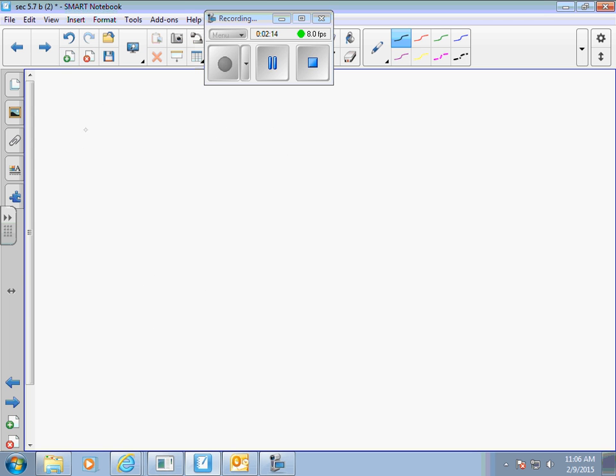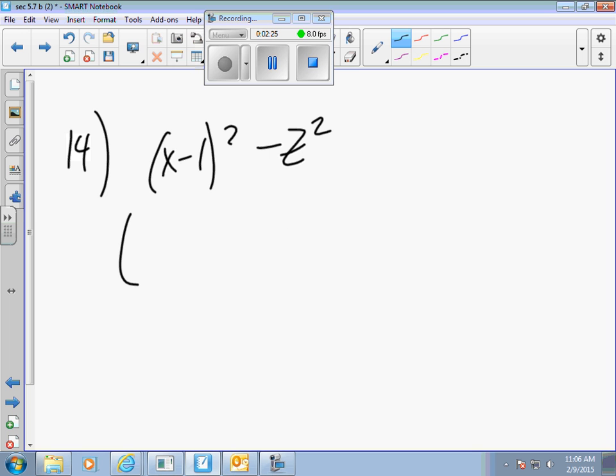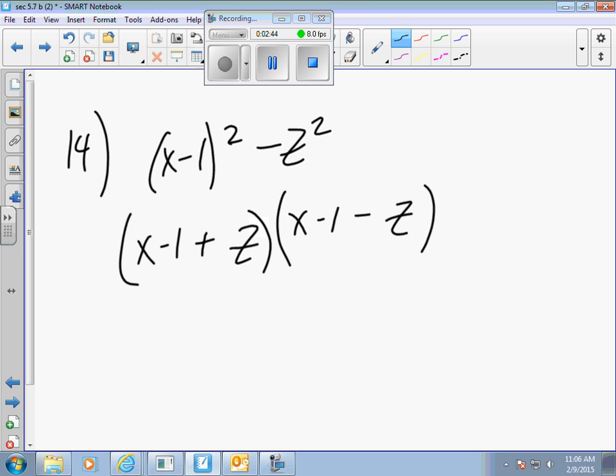The next one is 14. Again, this one's one of those binomial deals. So if I'm going to go straight to my parentheses, square root of my first thing, because this is a binomial squared, square root and square are opposite operations, so I'm left with x minus 1 in both front positions. Square root of my last thing is a z, goes in both back positions. One is plus, one is minus. Since we can't simplify any terms, we are done. Number 15.